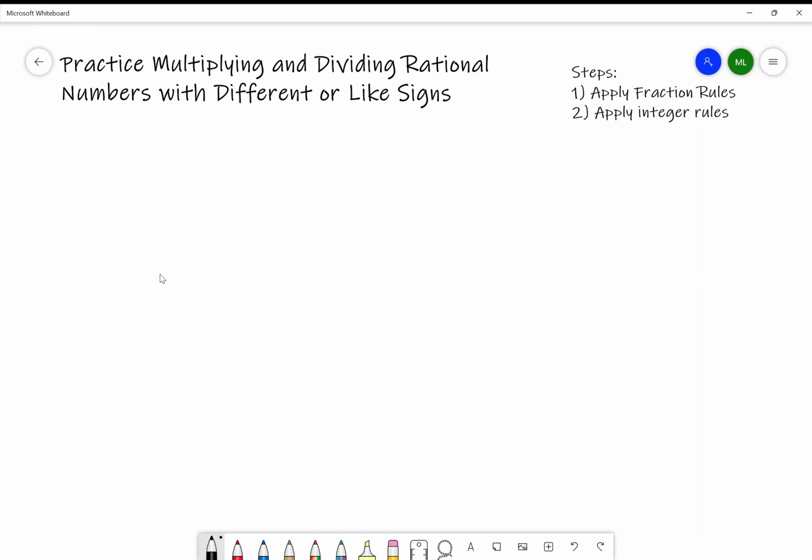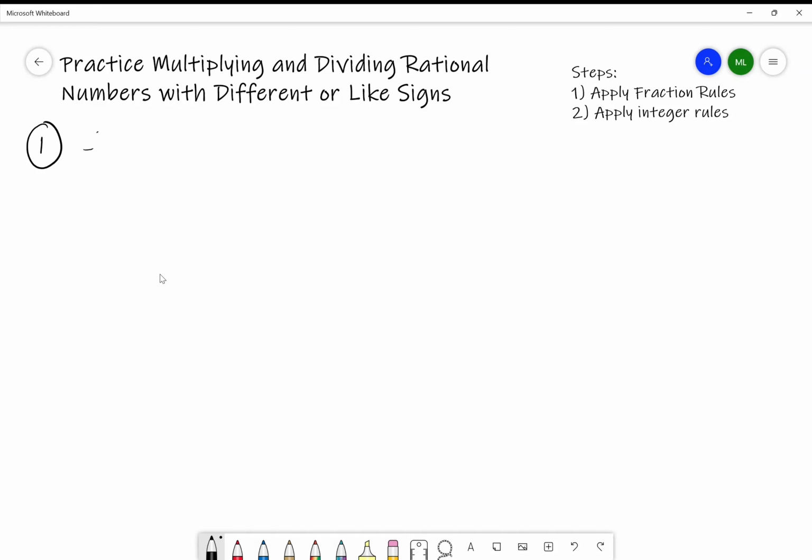So today I want to practice multiplying and dividing rational numbers with different or like signs. Just like adding and subtracting integers, the steps are the same. Apply your fraction rules and then apply your integer rules, depending on the signs that you have. So let's first look at an example.